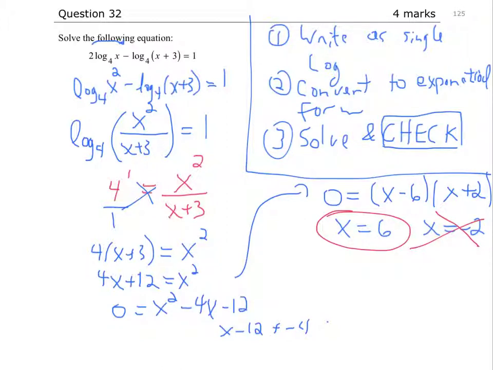Again, log equations: write as a single logarithm, convert to exponential form, solve, and then check your solutions in the original equation.